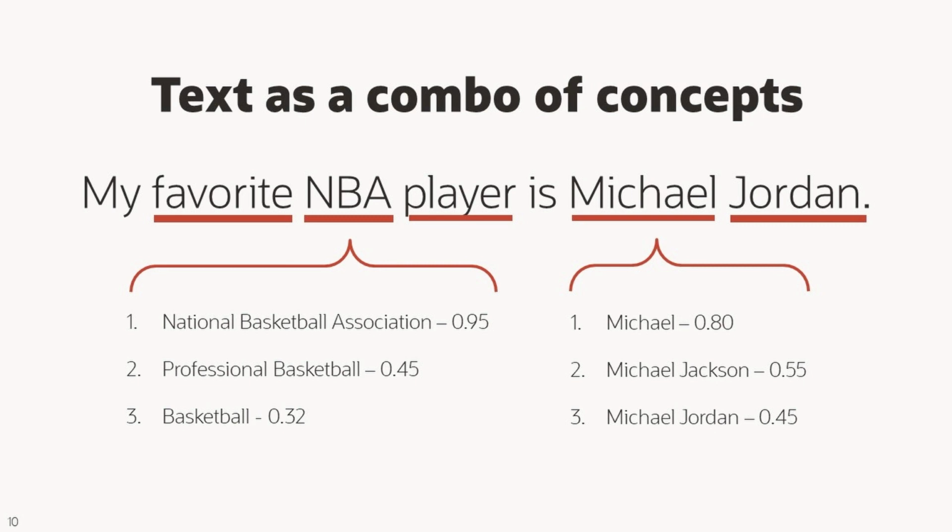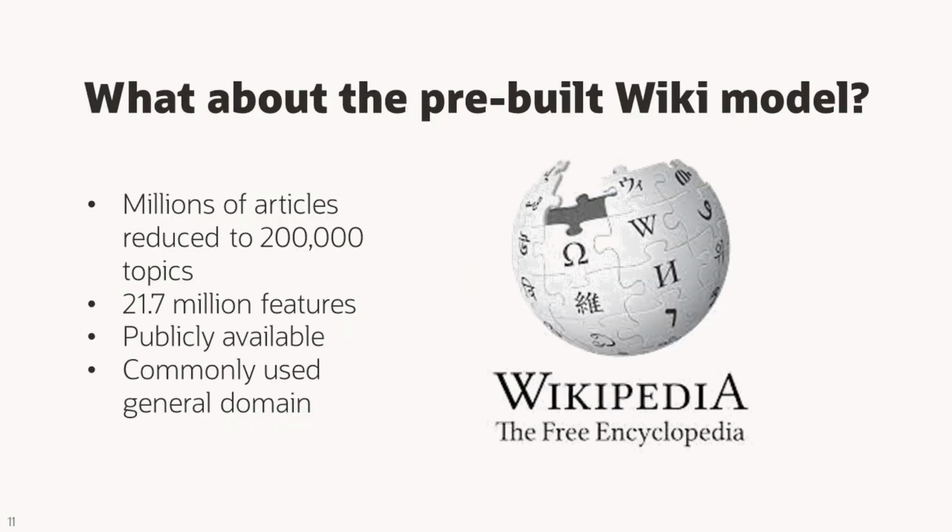So we've explained a lot about ESA in general. What about this specific pre-built Wikipedia model? This is a very large model created on millions of Wikipedia articles, reduced down to about 200,000 topics. And there's 21.7 million features on this model. Later, when I go through the demo, I'll show you exactly what comprises a feature. But a big reason that we use this model is that Wikipedia is publicly available and easy to access. It's a huge data source of labeled documents that cover tons of different topics. So it's really commonly used for ESA applications.